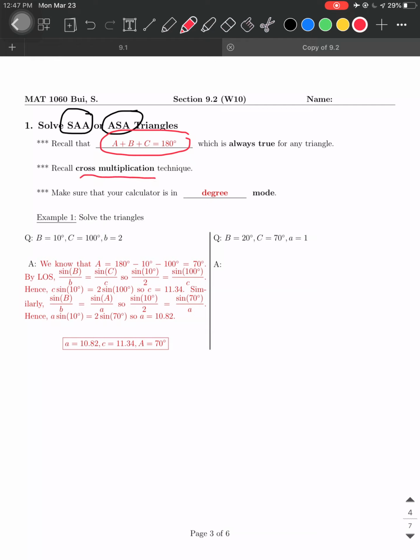Remember that sometimes you have to apply cross multiplication, especially when you're done setting up the 2 fractions equal to each other. And the last thing that I want to give you a heads up is that make sure your calculator is in degrees mode, okay?